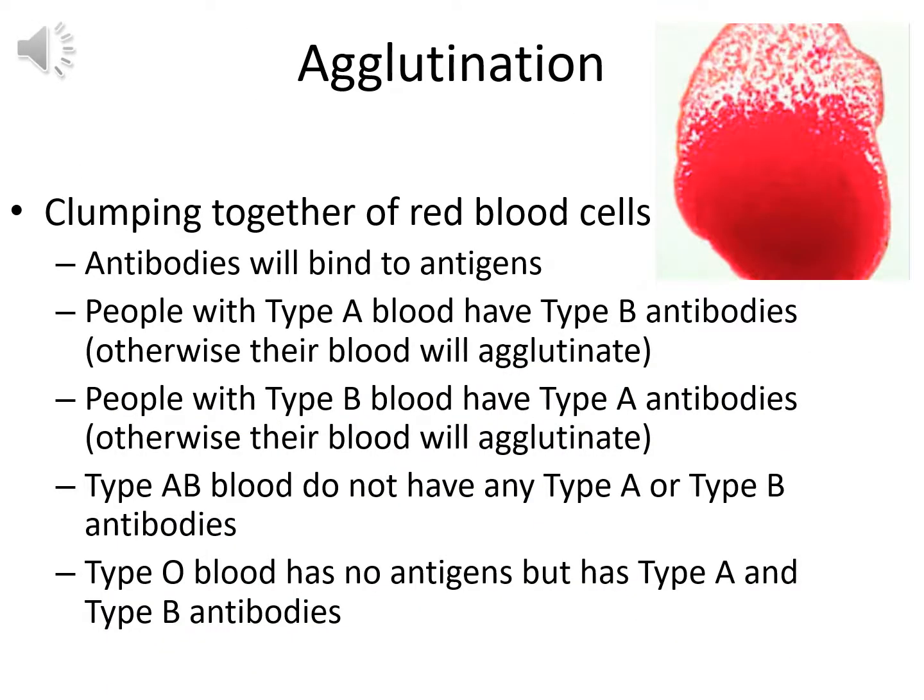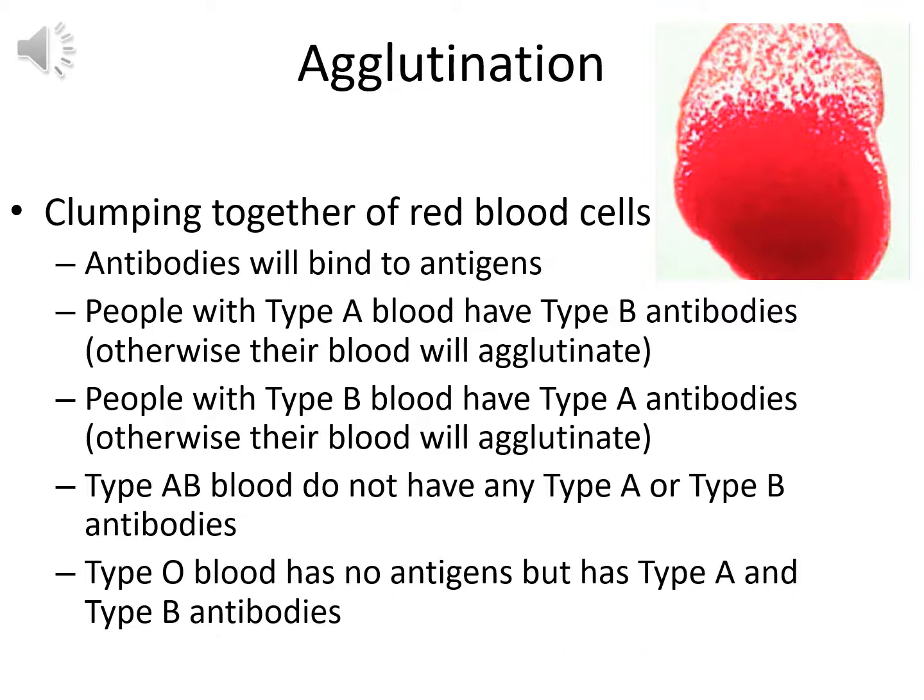And there's that term agglutination that I've tossed around a few times now, which is just a fancy way of saying the clumping together of red blood cells due to the antibody-antigen interaction. So the antibodies will bind to the antigens. People with type A blood have those type B antibodies. Otherwise, if they had type A antibodies, their blood would agglutinate with itself.